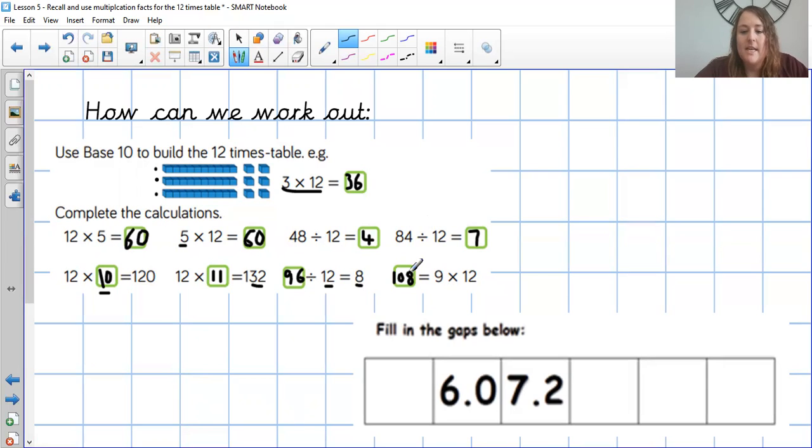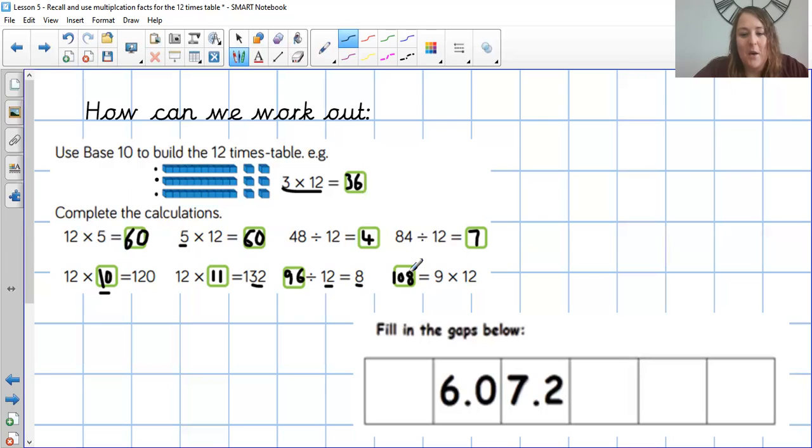Something, 6.0, 7.2, something, something, and something. So hopefully those numbers are shouting out at you that you recognise them, but they have got decimal points in there now. So all of these numbers have been divided by 10. If we were to use our knowledge of our 12 times table and divide each of them by 12, or to pop that decimal point in the middle, hopefully you can have a go at working out the answers. So I'm going to ask you to pause again here and to have a go at that one.